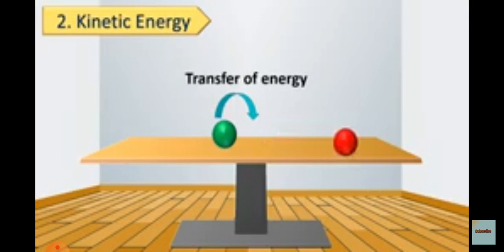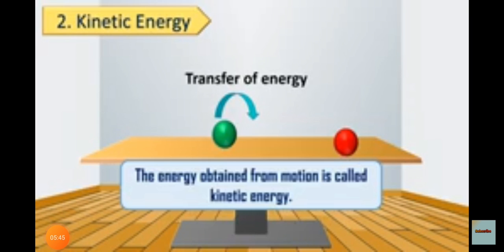So from where did the second ball get the energy to set the first ball in motion? So children, the energy obtained from motion is called the kinetic energy.